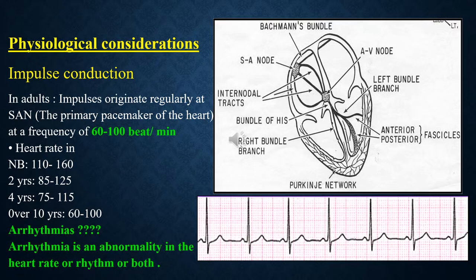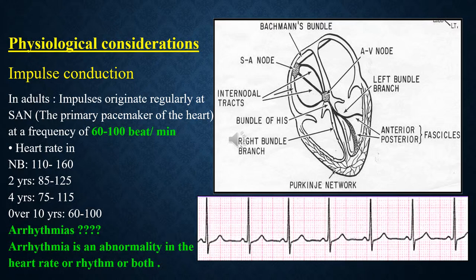Then the electricity will arrive at the AV node, which is a node present in the upper part of the AV junction between the atrium and the ventricle. The electricity from the AV node will descend through the bundle of His, then the right bundle branch and the left bundle, which is divided into anterior fascicle and posterior fascicle, then terminates in what's called Purkinje fibers, which spread the electrical activity to the two ventricles at the same time. So the right and left ventricles will contract in a syncytial pattern. This means that both ventricles contract at the same time.